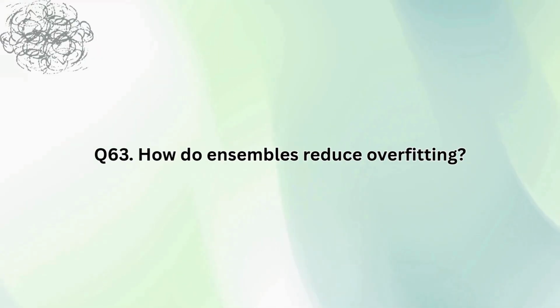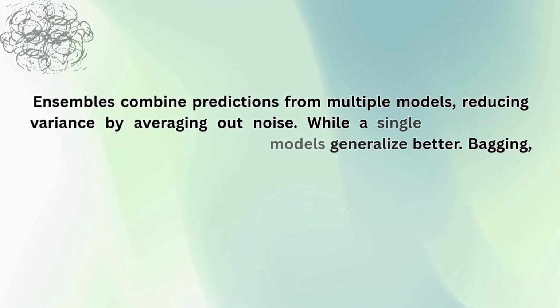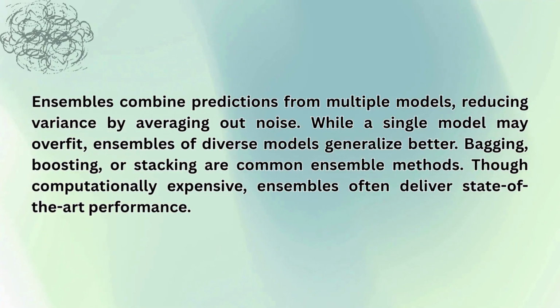How do ensembles reduce overfitting? Ensembles combine predictions from multiple models, reducing variance by averaging out noise. While a single model may overfit, ensembles of diverse models generalize better. Bagging, boosting, or stacking are common ensemble methods. Though computationally expensive, ensembles often deliver state-of-the-art performance.